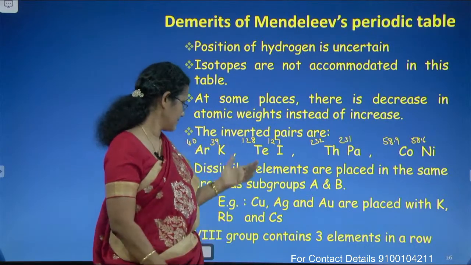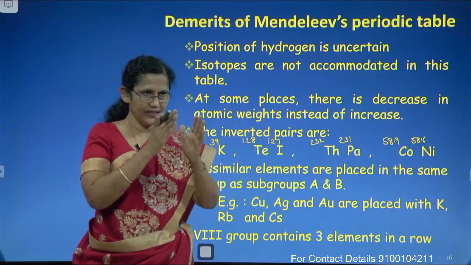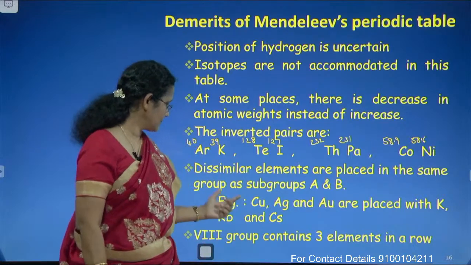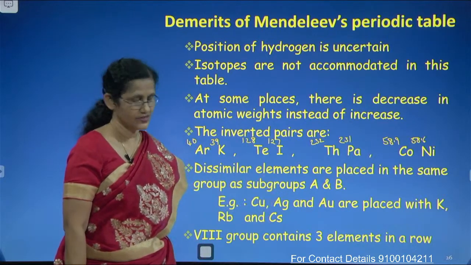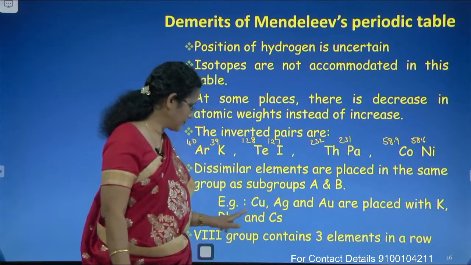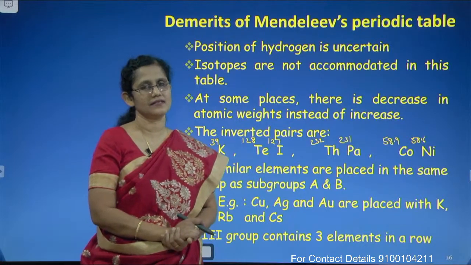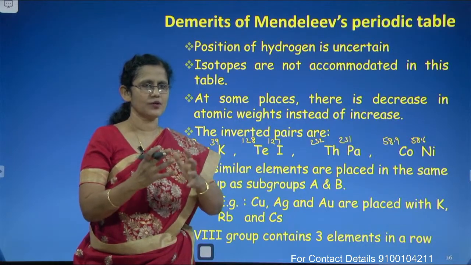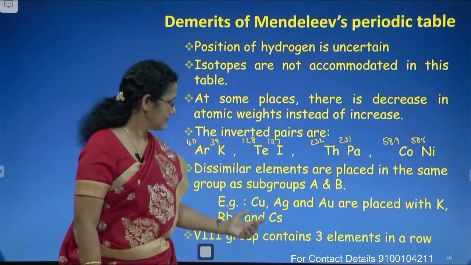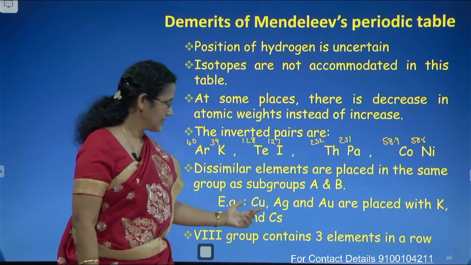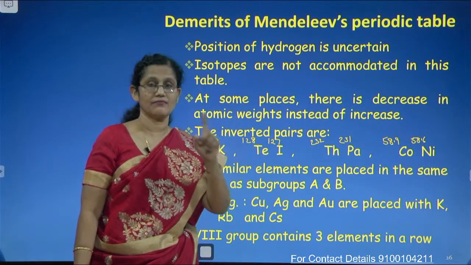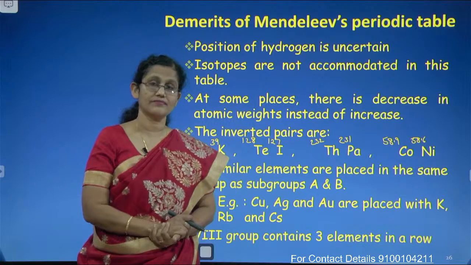And in every group, dissimilar elements are placed together, right. That means elements with dissimilar properties. For example, copper, silver, gold, the first group elements, are placed along with potassium, rubidium and cesium. Dissimilar elements are kept together in one group as A and B. Potassium, rubidium, cesium are soft metals and highly reactive, with one electron in the valency shell.